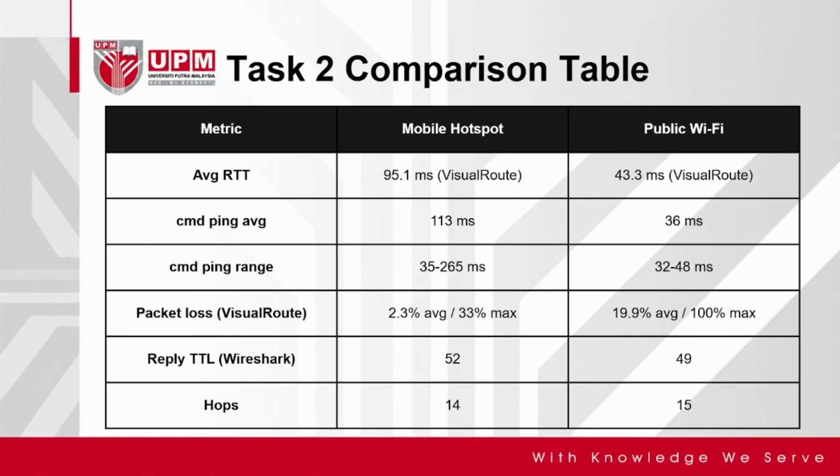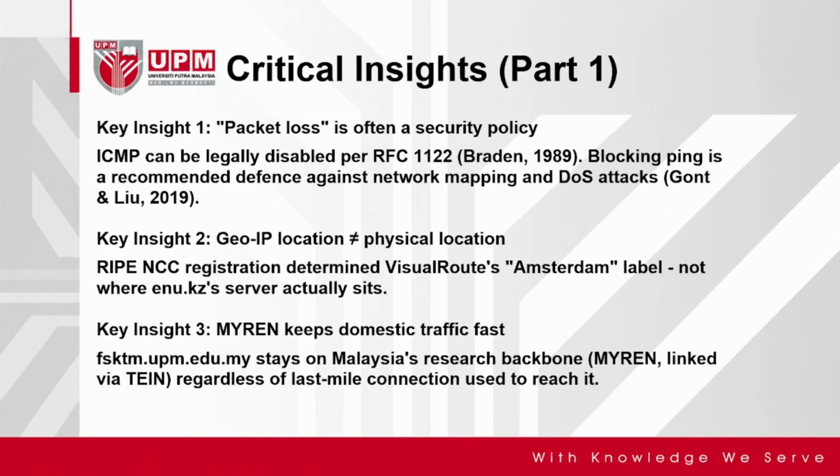Now the comparison table. Side by side, mobile hotspot averaged 95 milliseconds RTT and 130 milliseconds on the command prompt ping, with up to 33% packet loss on the worst hop. On the other hand, the public Wi-Fi averaged 43 milliseconds RTT and just 36 milliseconds on CMD ping. So even though some individual Wi-Fi hops showed higher percentage loss, the actual end-to-end experience was faster and steadier on Wi-Fi.